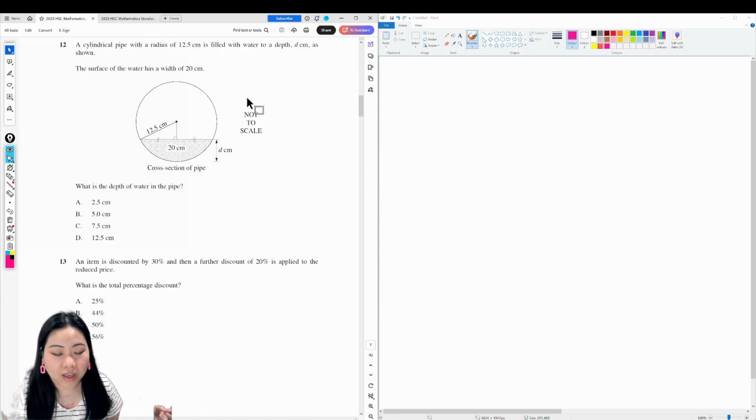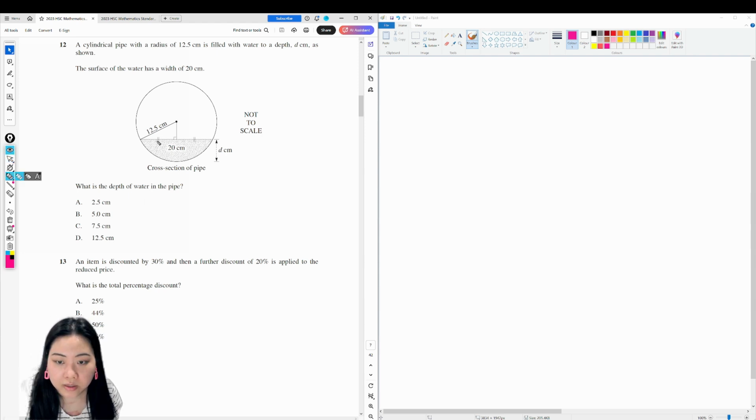Question 12. A cylindrical pipe with a radius of 12.5 centimeters is filled with water to a depth of D centimeters as shown. The surface of the water has a width of 20 centimeters. What is the depth of the water in the pipe? Let's see. Here I know that this is 10 centimeters and 10 centimeters.